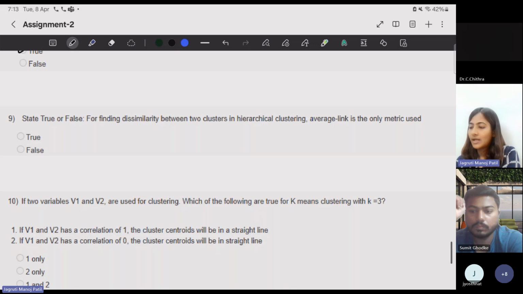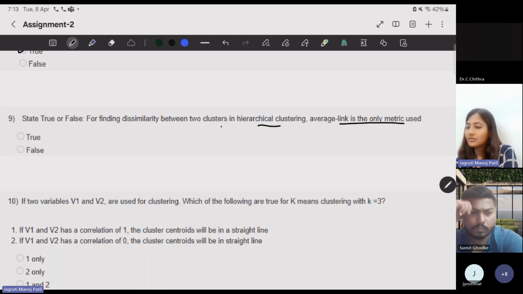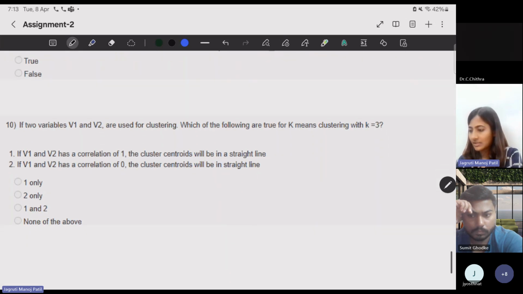Okay, for finding a dissimilarity between two clusters in hierarchical clustering, average link is on, so this is fine. We will look at this in the next lecture.